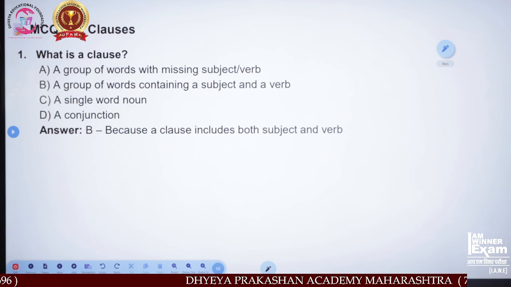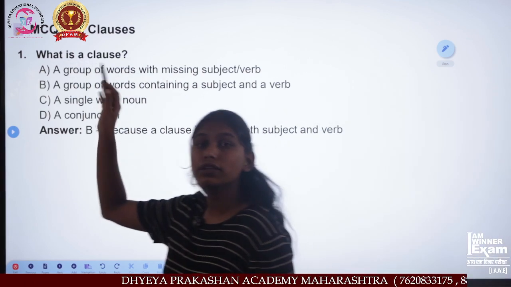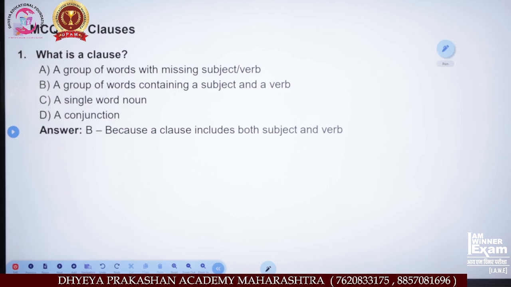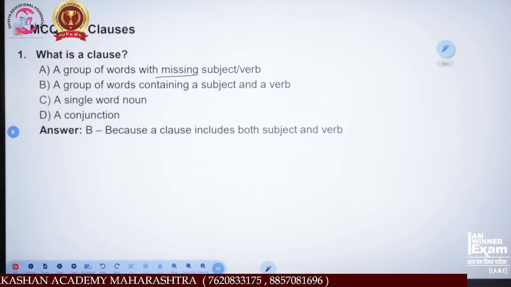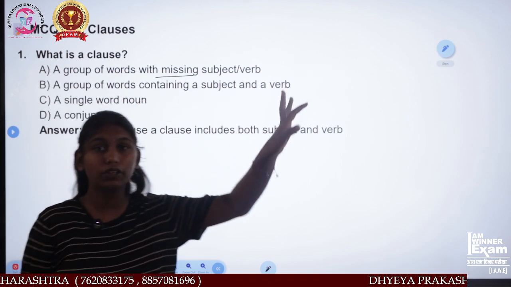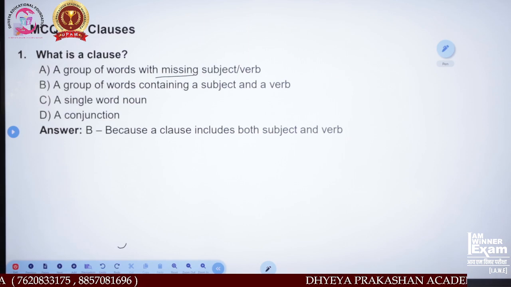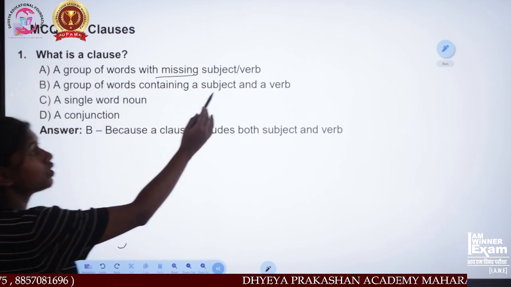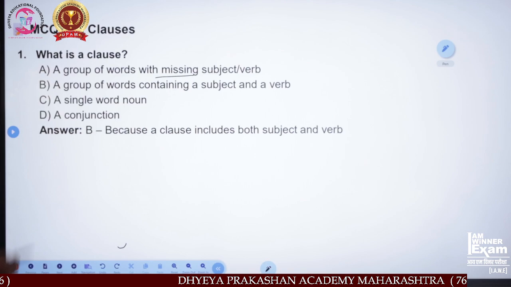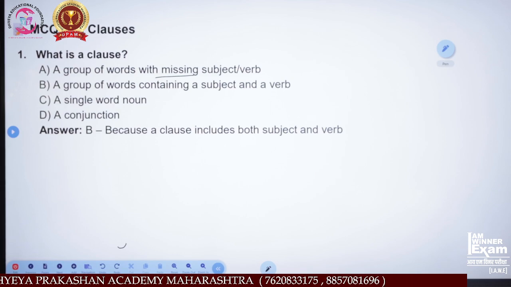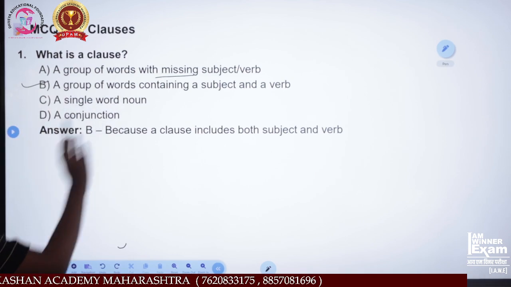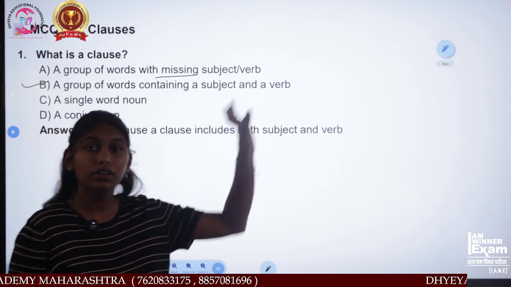Okay. So our first MCQ, that is, what is a clause? A group of words with missing subject or adverb. What is meant by missing? That means it doesn't contain the subject and verb. So a group of words containing a subject and a verb. A single word, noun or a conjunction. So which will be your correct option? That is a group of words containing a subject and a verb.